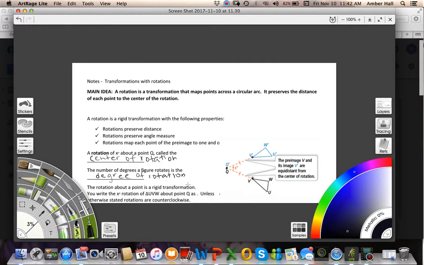These are all rigid transformations, which is just saying that the size and shape doesn't change. And then for the purposes of this class, our center of rotation is always going to be the origin, or 0, 0 on the graph. So I'm going to pause this video and you can continue on in the next video.